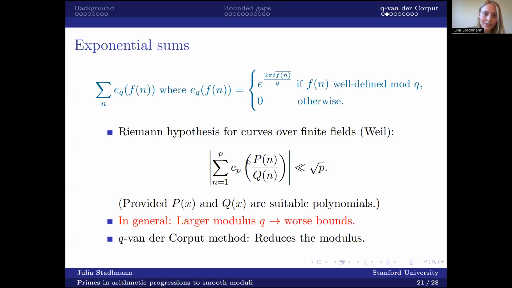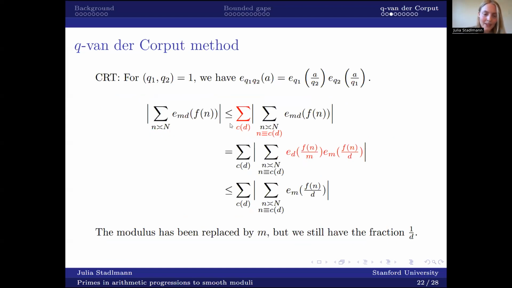So let me show you how it works. Let's say we have an exponential sum, and we have a modulus m times d, and we want to reduce the size of the modulus by getting rid of the little d here. The way we do this is we fix the residue class of n mod d inside the sum, and outside we sum over all the residue classes. That's just the triangle inequality.